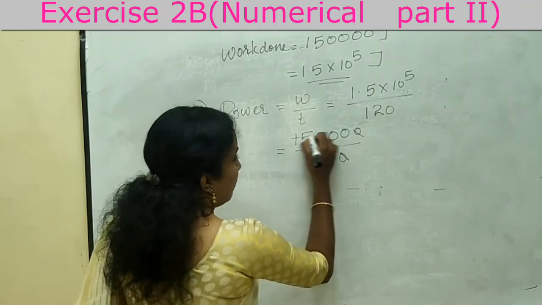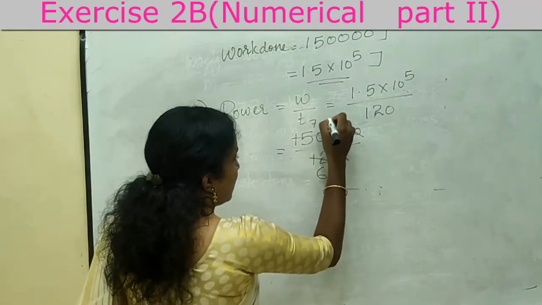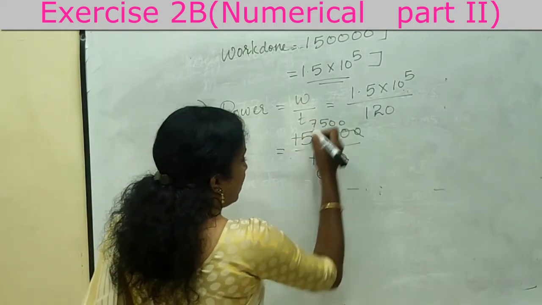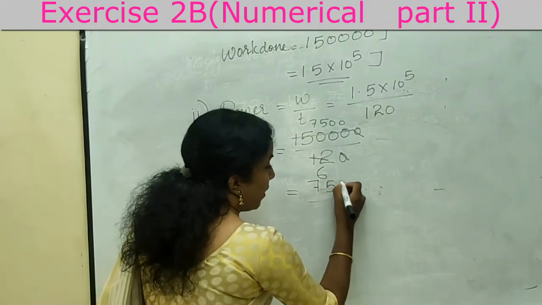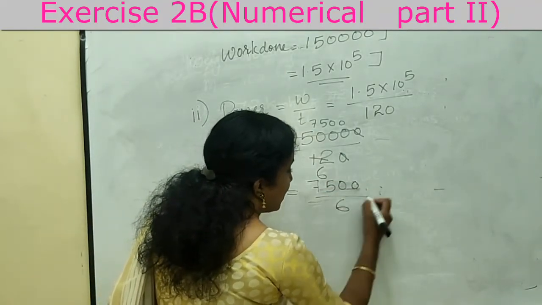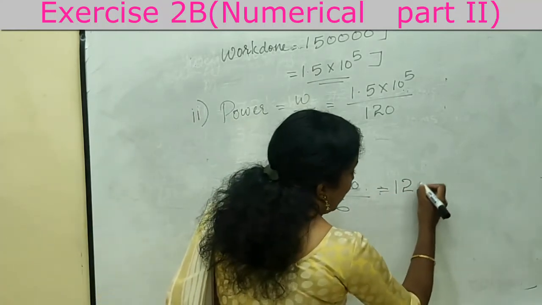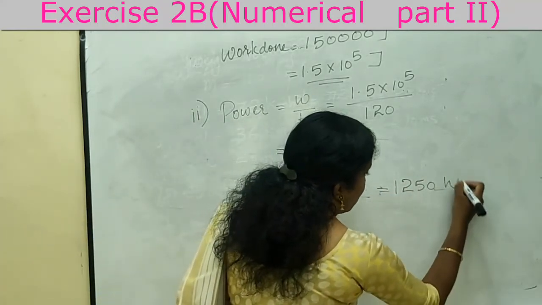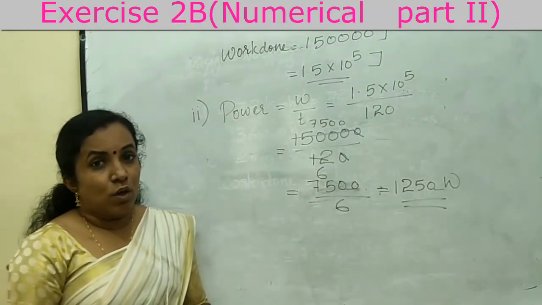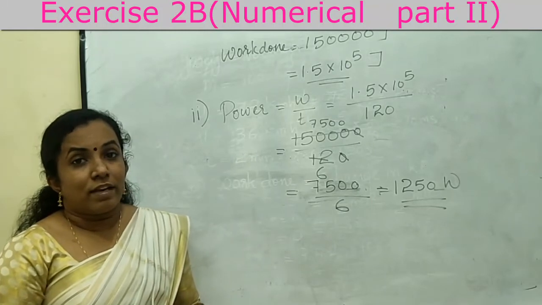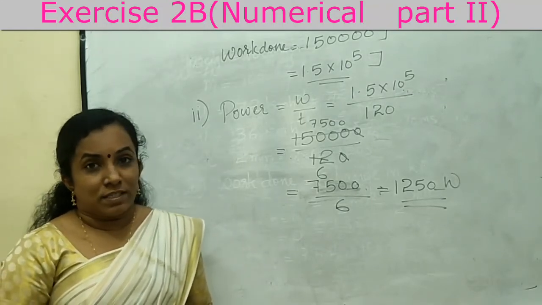6 2s are 12 and it is 7,500. So we will get 7,500 divided by 6, which is equal to 1,250 watts. So power is equal to 1,250 watts. We can move to the next question.